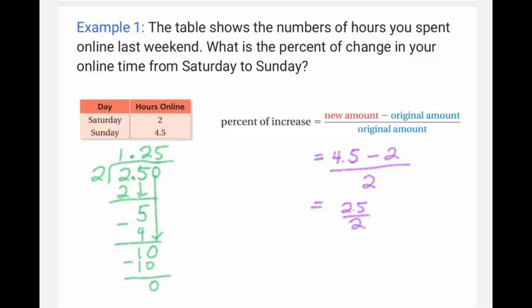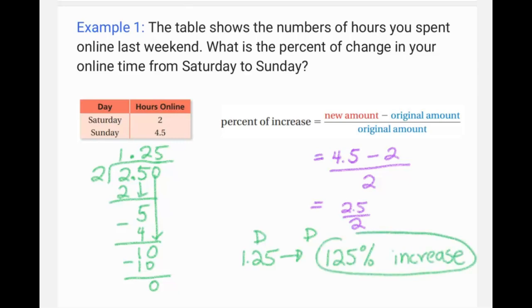And again, this decimal right here is 1.25, and we need to get to percent. So we need to move the decimal 2 places over, and that should give us 125% of increase. So that is the increase of number of hours that we were online.